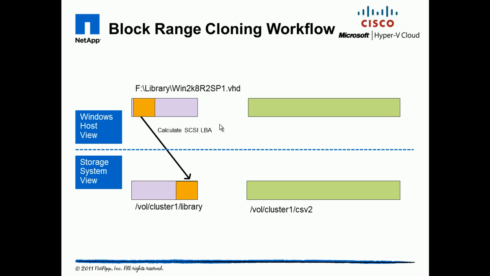We then go to the destination and we create a new VHD. Now, when we create the new VHD, we don't do any allocation, right? We don't write any zeros, we don't write footers, we don't do anything. We just make sure the file is the same exact size as the source file.